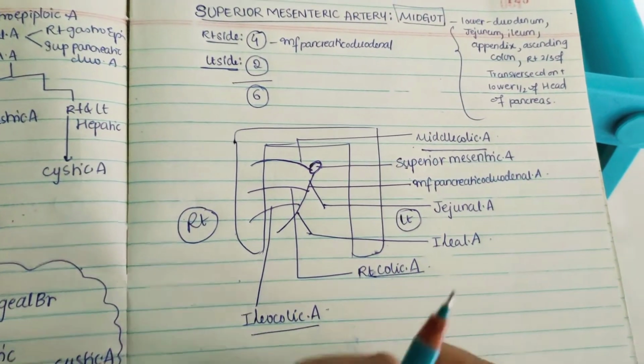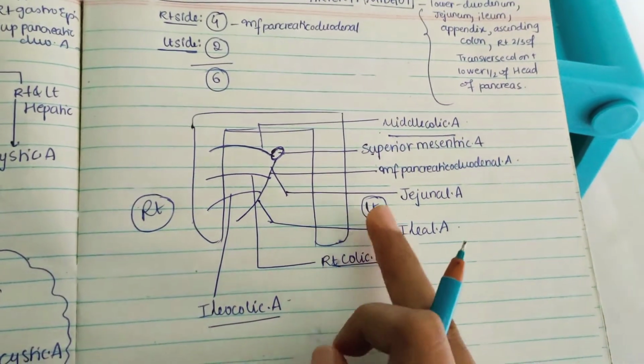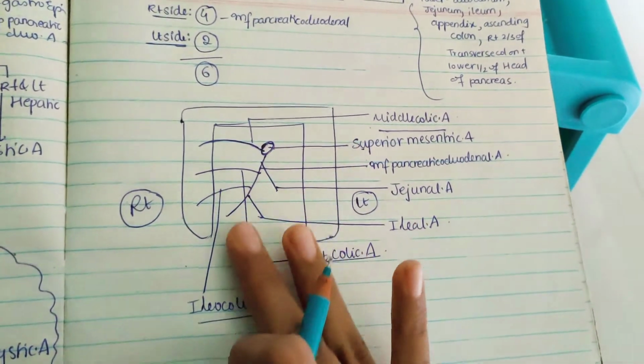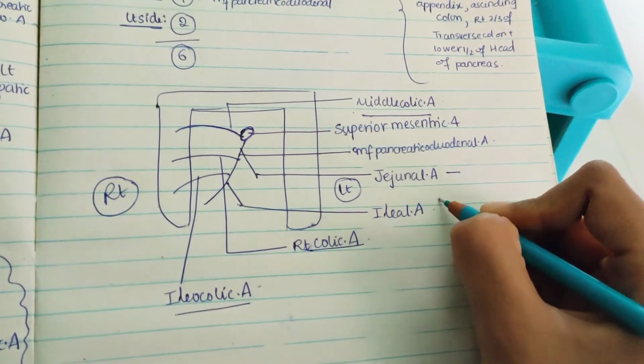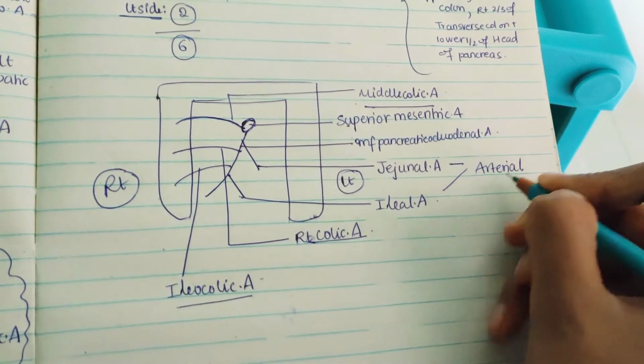Now one thing you need to observe, especially in these left side arteries, the jejunal artery and ileal artery, is that they don't directly supply the jejunum and ileum. They supply by means of arterial arcades.